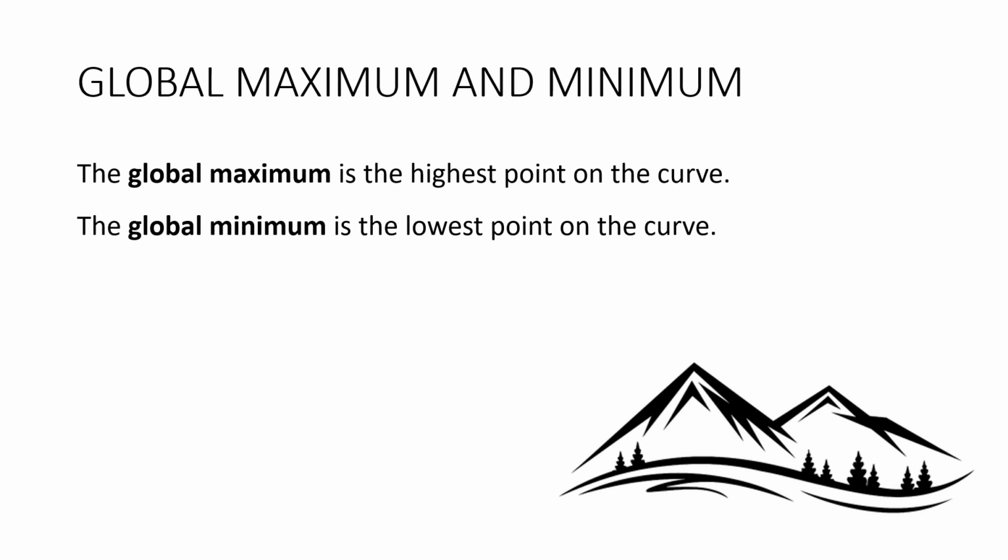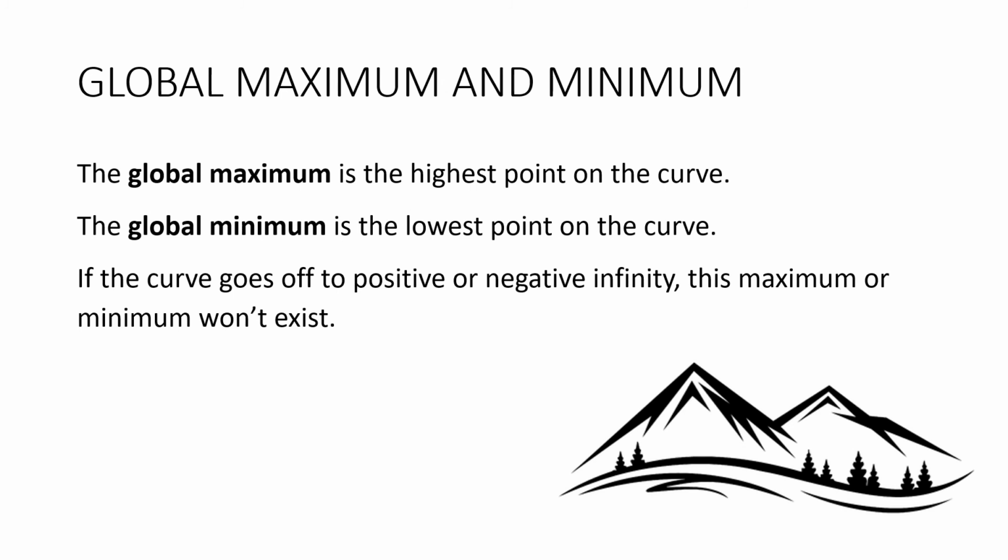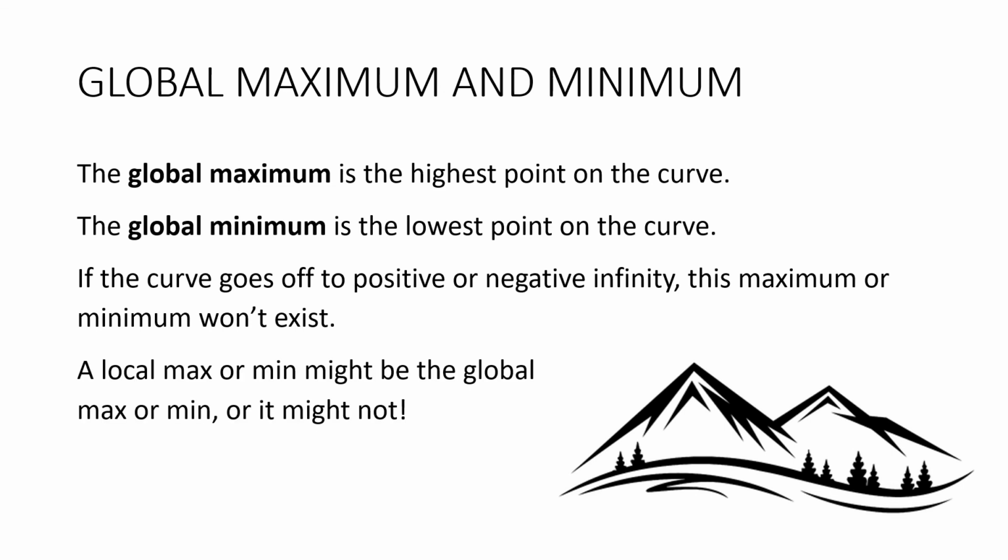The global maximum is the highest point on the curve. The global minimum is the lowest point on the curve. Now, if the curve goes off to positive or negative infinity, then this maximum or minimum won't exist. And a local max or min might be the global max or min, or it might not be.